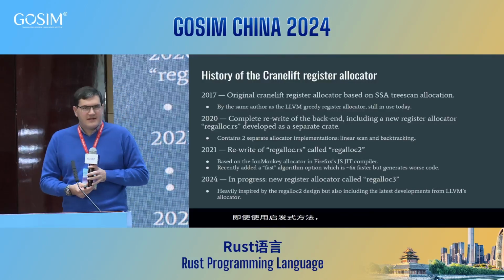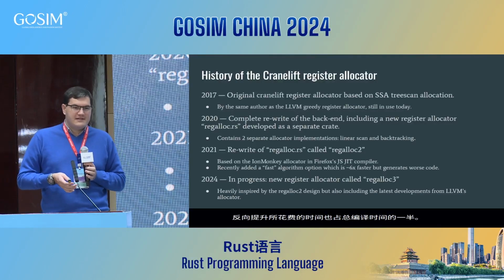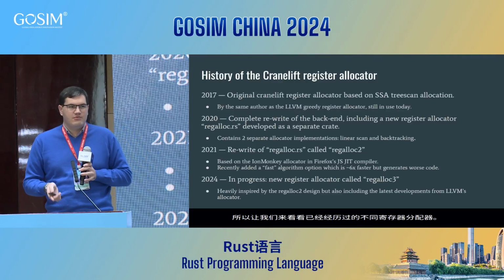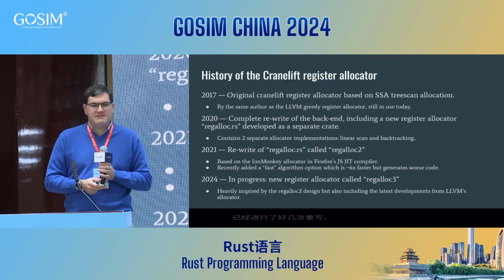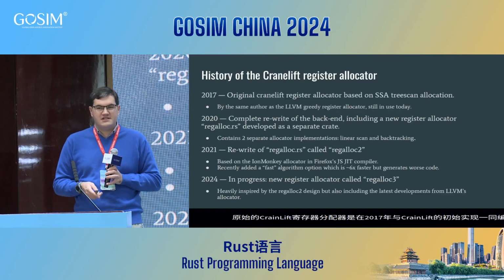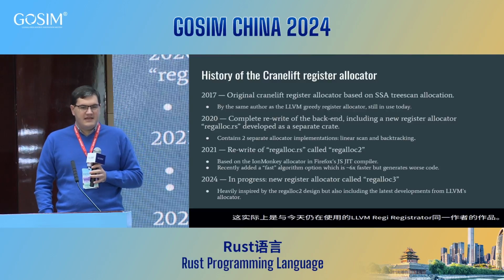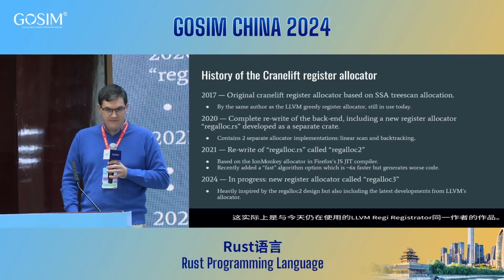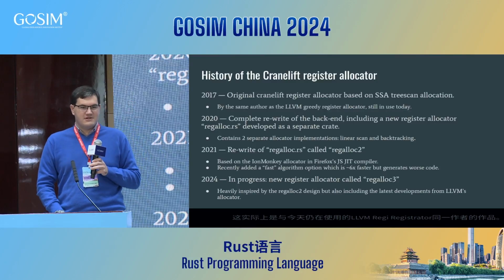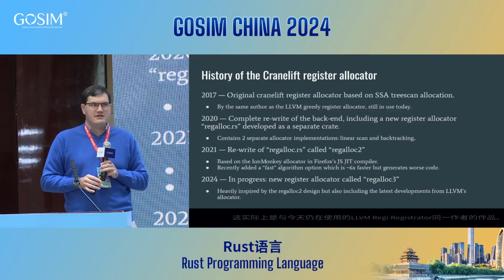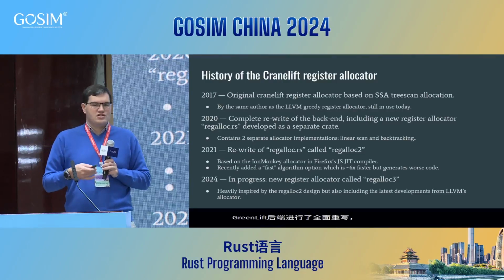So let's look at the different register allocators that Cranelift has gone through. There's been quite a few rewrites. The original Cranelift register allocator was written in 2017, along with the initial implementation of Cranelift. This is actually by the same author as the LLVM greedy register allocator, which is still in use today. In 2020, there was a complete rewrite of the Cranelift backend, and this rewrite used a new register allocator called regalloc.rs, which was developed as a separate crate. That crate actually included two different register allocator implementations: a linear scan fast allocator and a backtracking slower allocator.